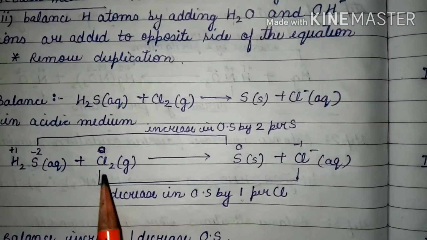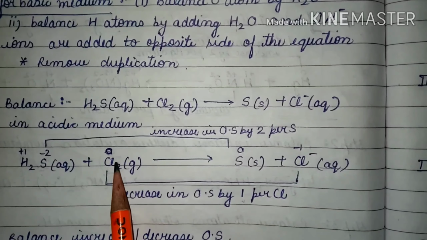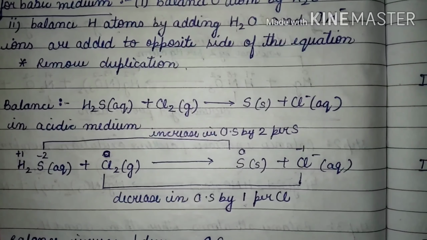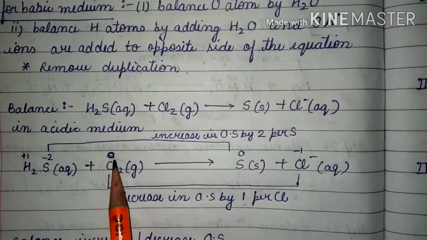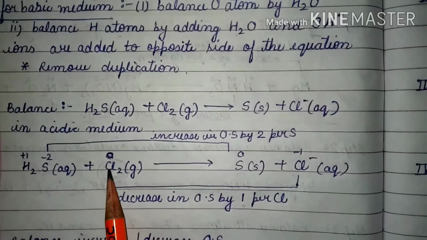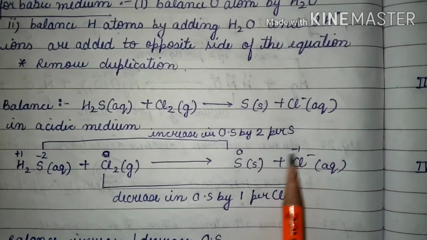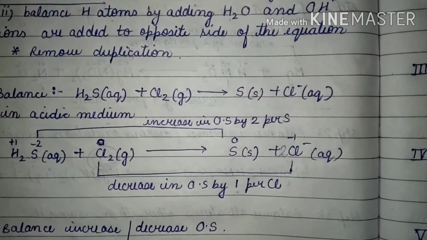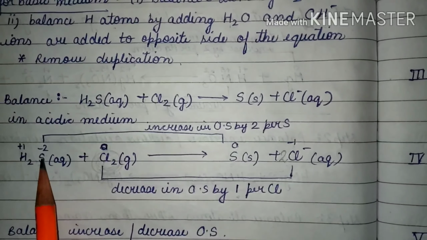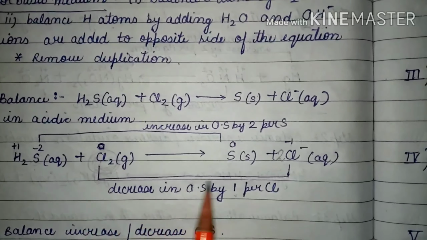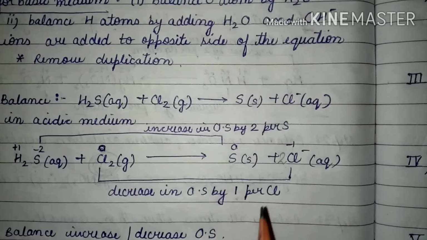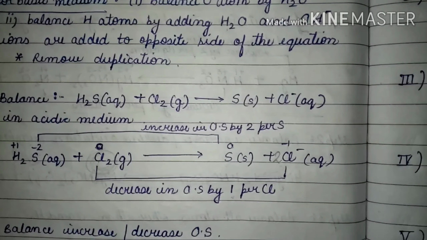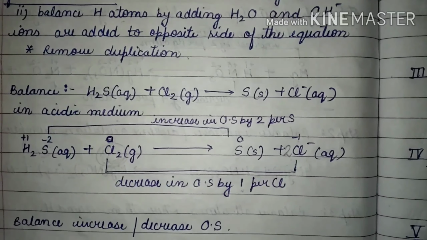Okay, so if you see here, there are 2 chlorine atoms, and the decrement of oxidation by 1 is per chlorine atom. So if one chlorine atom decreases by one oxidation state, then 2 chlorine atoms will decrease by 2, so they will be balanced by 2. Okay, now this increment will be 2, but here it will be a decrement of 2 oxidation states overall. So you need not balance the increase or decrease of oxidation state, because it is already balanced.